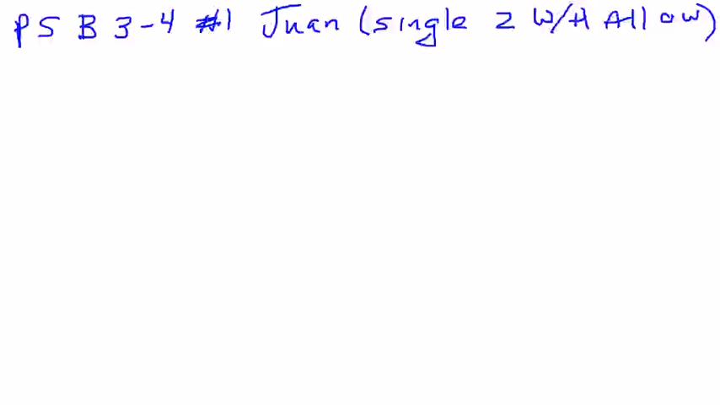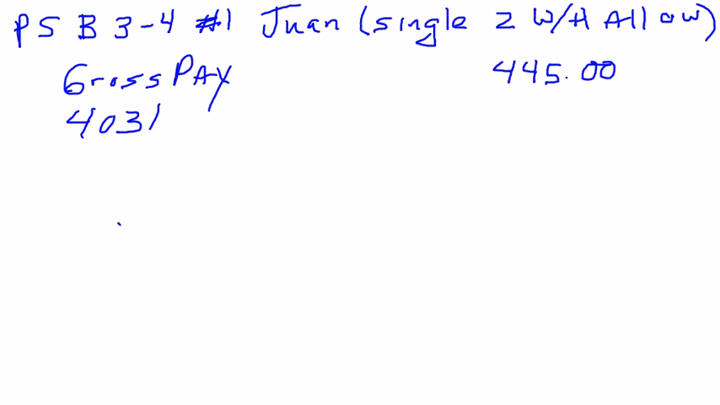So the first thing we need to do to determine the federal income tax withholding is to determine the amount of pay that will be taxable for federal income tax. So we know that the gross pay for Juan is $445. There is also a 403B contribution of 5%.